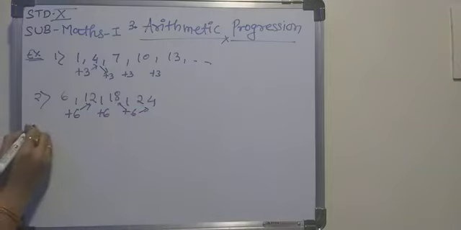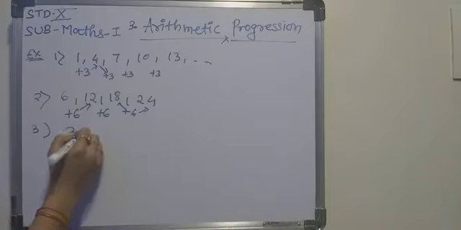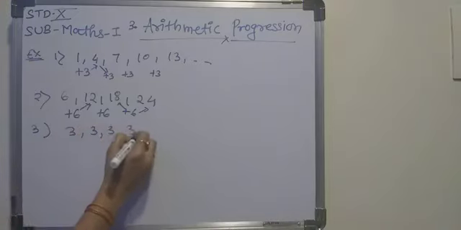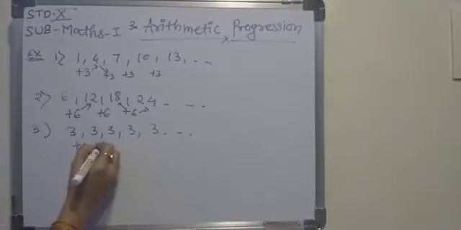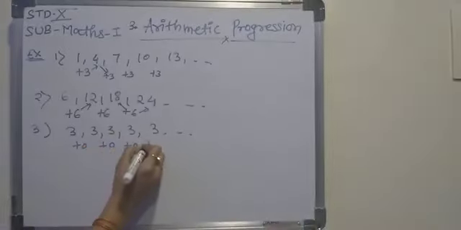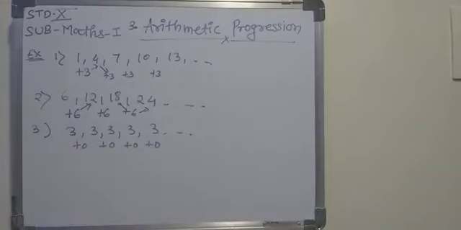In the third example, it's 3, 3, 3, 3, 3, and so on. So basically you are adding 0 each time, right? When you add 0 to the previous term, you get the next term, which is 3, the same.